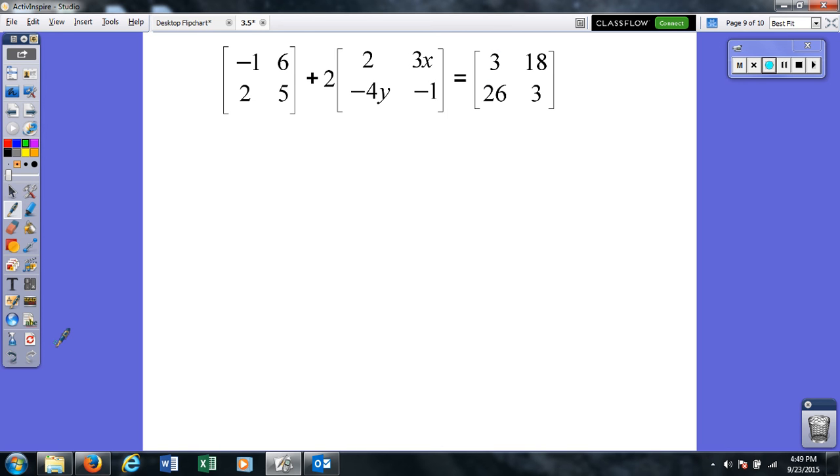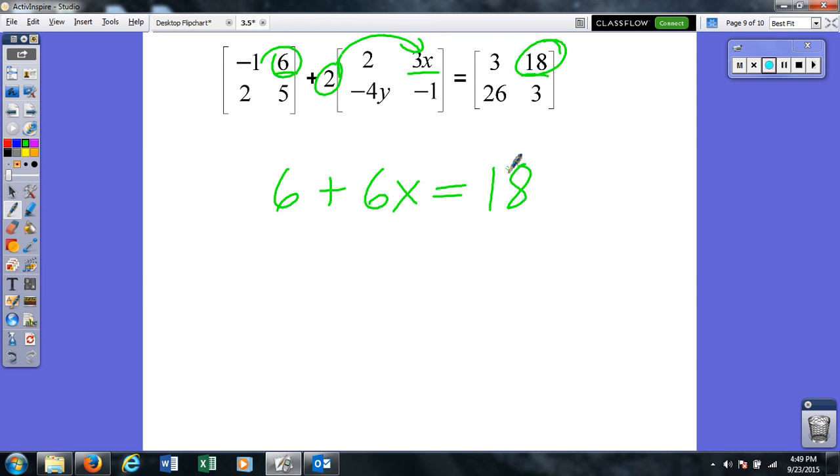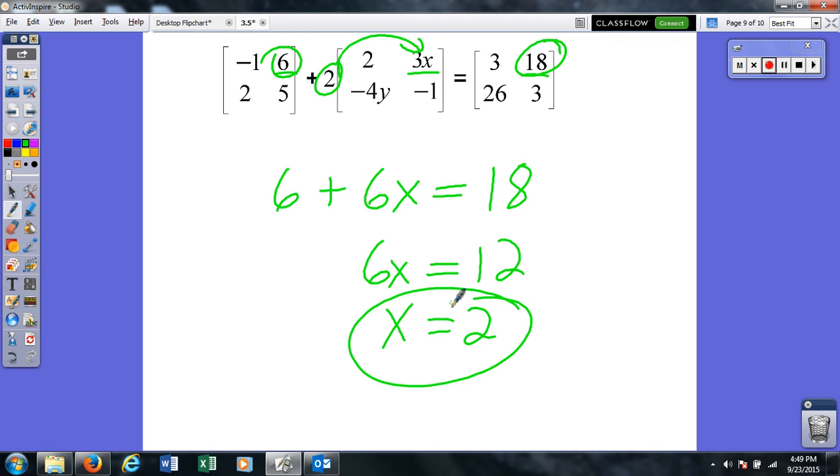Okay, so looking in the top right spot of each, we've got a 6, we've got this 3x, and that 18. So if we want to find x, what we can do is we can take this 6 from the top right of the left matrix, then plus, make sure to do 2 times that 3x is 6x. That should equal the top right of this matrix here, which is 18. And now we can solve this for x. So we subtract 6 from both sides, we get 6x equals 12. Divide by 6, and x is 2.